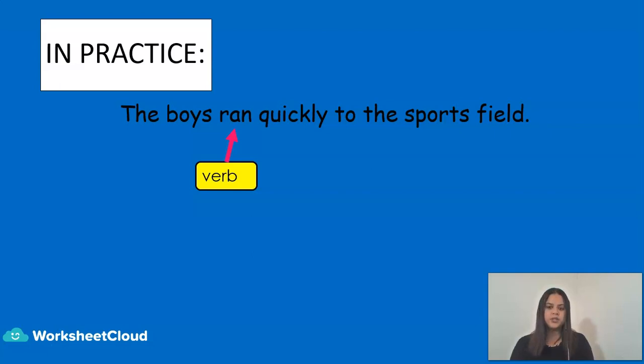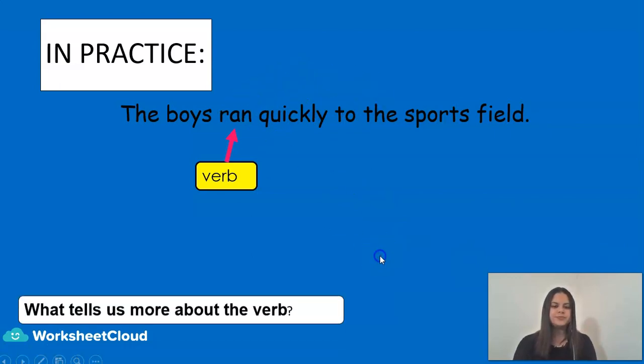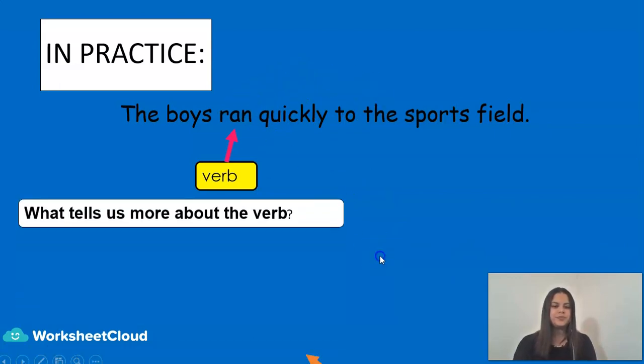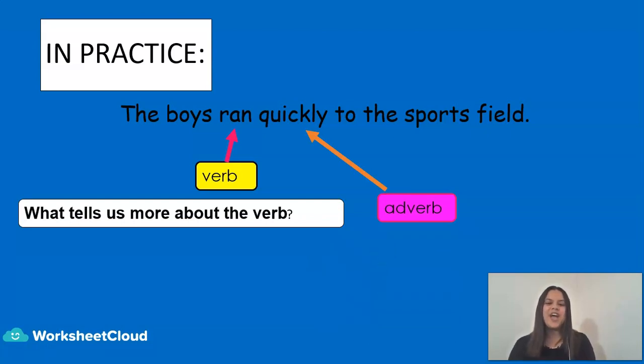To the sports field, quickly to the sports field. So something over there is telling me more about my verb. Yes, it is quickly. Very good. That is our adverb. Quickly. The boys ran quickly to the sports field.